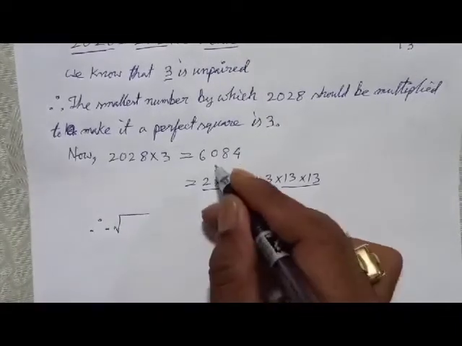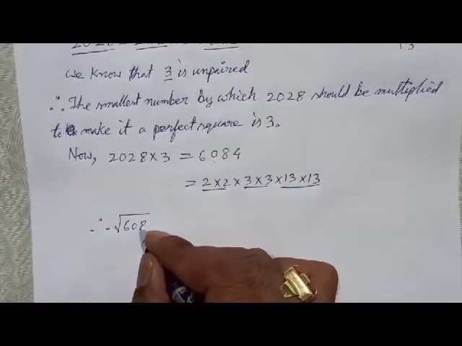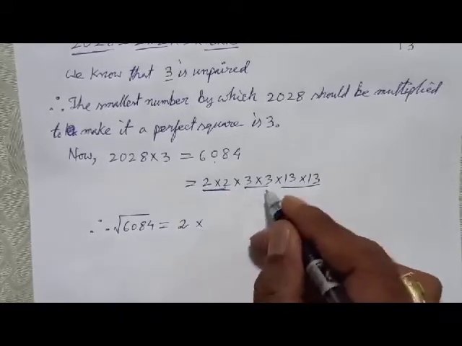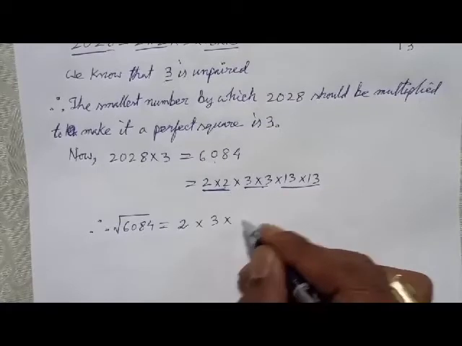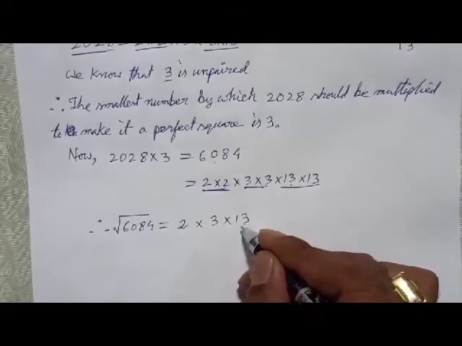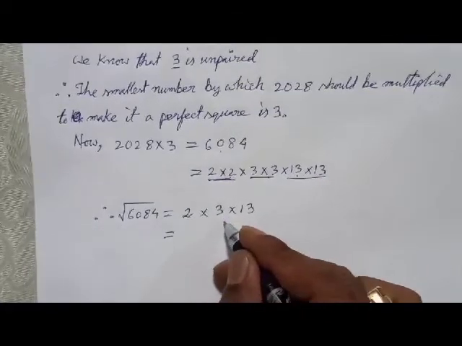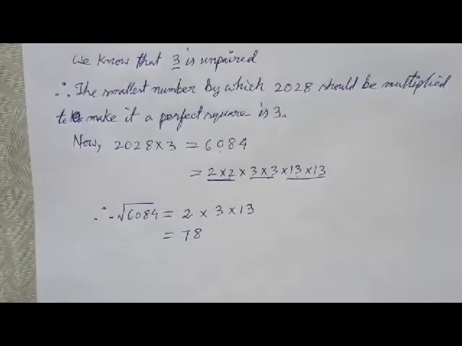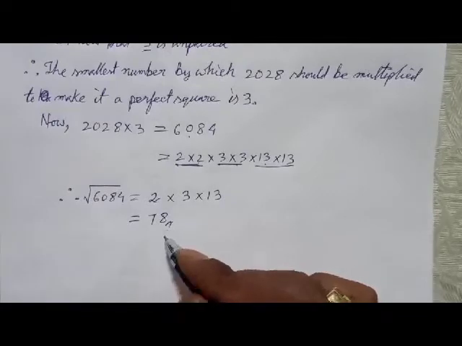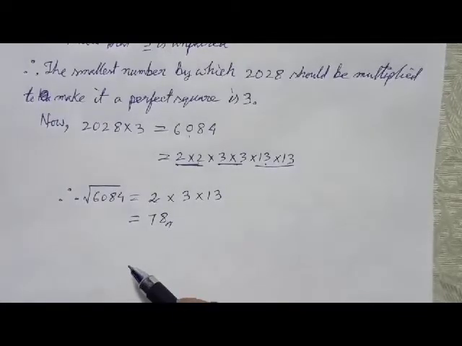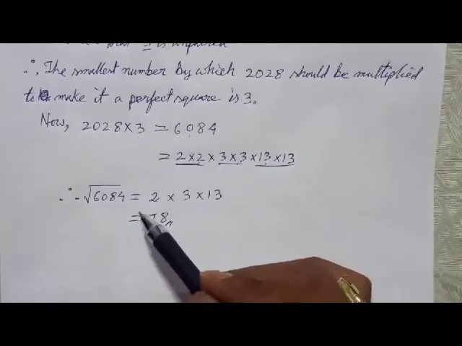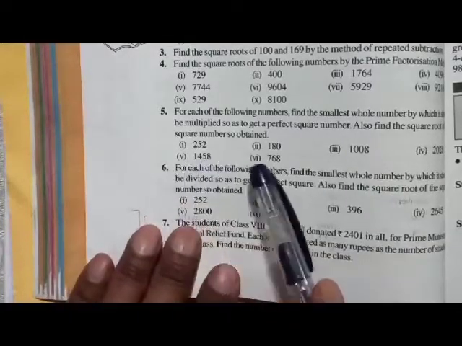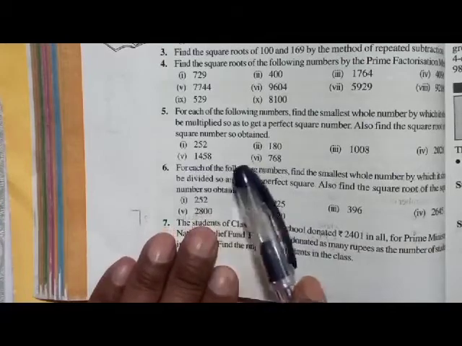Therefore, square root of this number 6084 is equal to, from this 2 pair 1 2, from this 3 pair 1 3, from this 13 pair 1 13. 2 3 times is 6, 6 13 times is 78. So this is the answer. This is not so difficult. I hope that you can understand that. Roman number 5 and 6 are same, so you practice 5 and 6.